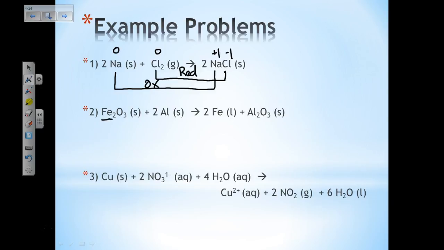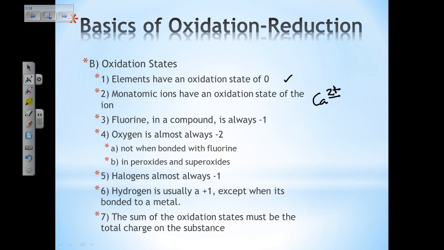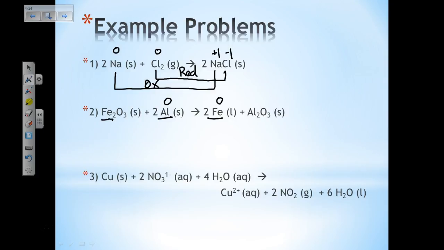So here we go. Iron has an oxidation state of 0, and aluminum here has an oxidation state of 0. But iron in this compound, let's see. Oxygen is always a 2-, except when it's bonded to fluorine, or in peroxides and superoxides, which this is not. So 98% of the time, oxygen's oxidation state is going to be 2-. There are 3 of them, so that makes 6-. And with 2 of these irons, each has got to be 3+.